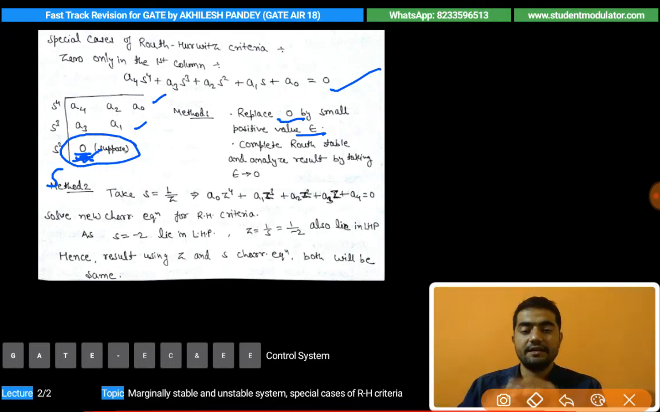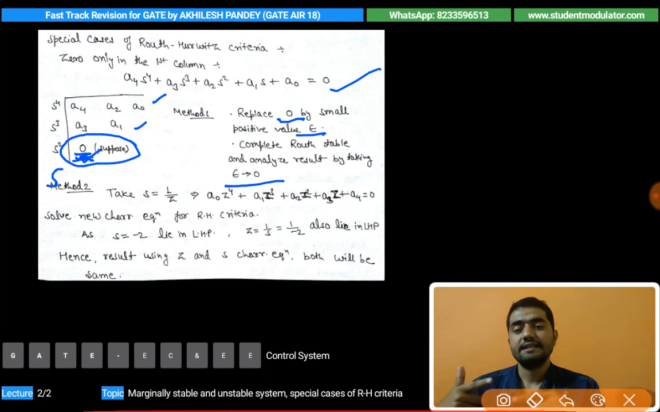So this way we will complete the Routh table using that small epsilon value, and then finally, to analyze the result, we take the limit epsilon tends to 0, and then further analysis will be done. So in this way we can solve this problem.